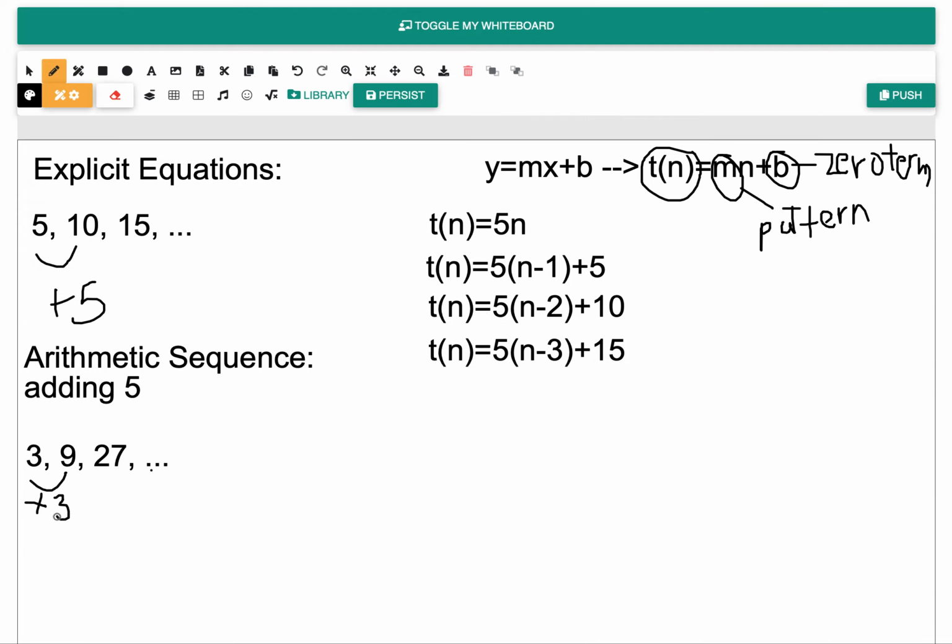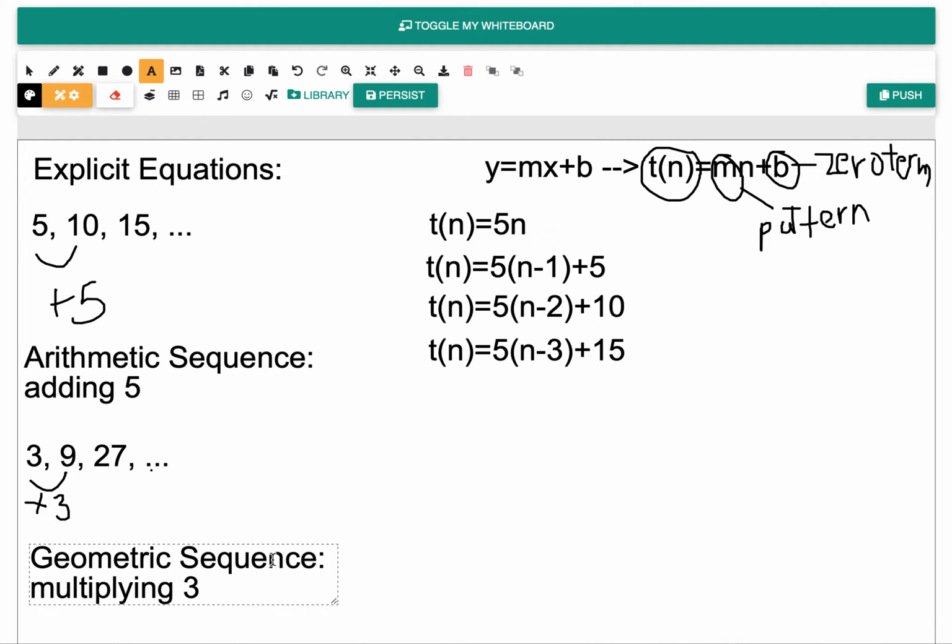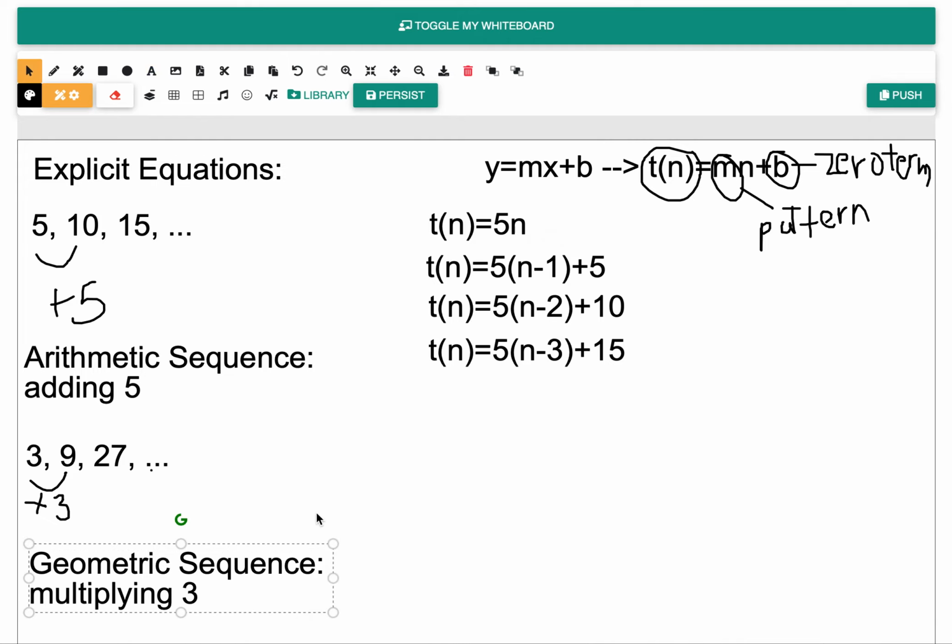3 times 3 is 9, and so on and so forth. So this is a geometric sequence, and again, because we're multiplying by 3. Because we're multiplying, we're not going to use this equation right here. We're going to use a different one.